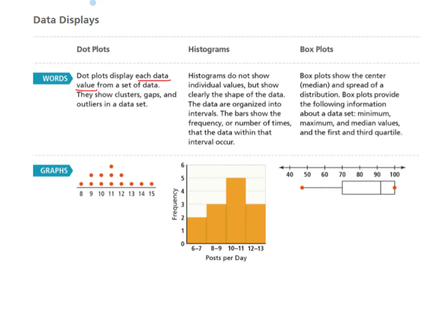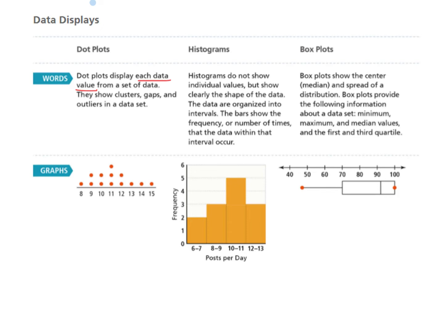So we can see, here's what a dot plot looks like down here. In this data set, I could say, oh, I had 3 11s, or I had 1 15. And you can see individually how many you had of each value in your data set.